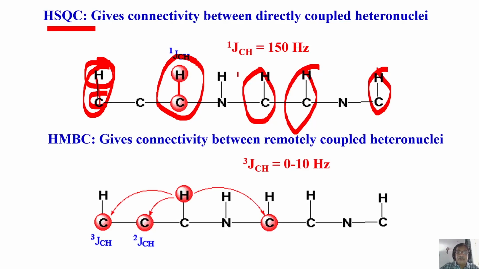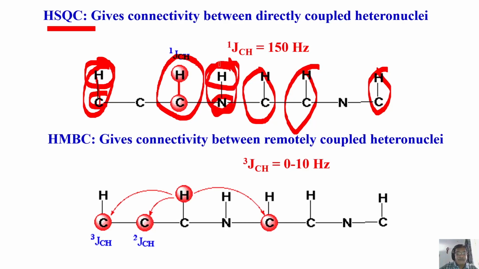If you have a nitrogen-proton pair like this, that is also possible. You can do nitrogen-15 HSQC, which is especially useful in biology, where they deal with proteins and peptides. There are a lot of NHs there. They can do nitrogen-15 proton HSQC, where they correlate the nitrogen-15 chemical shift to the proton attached to it.